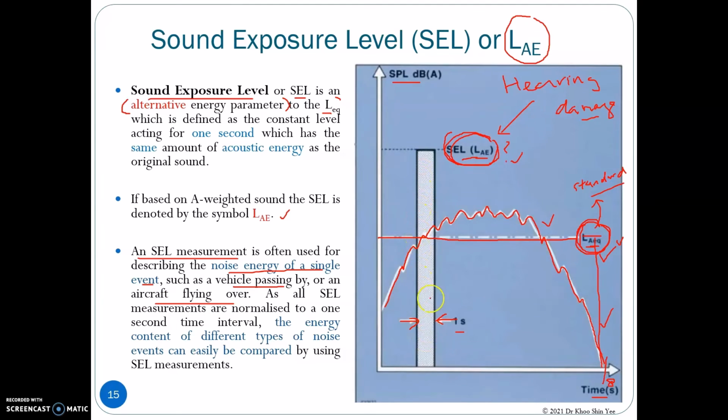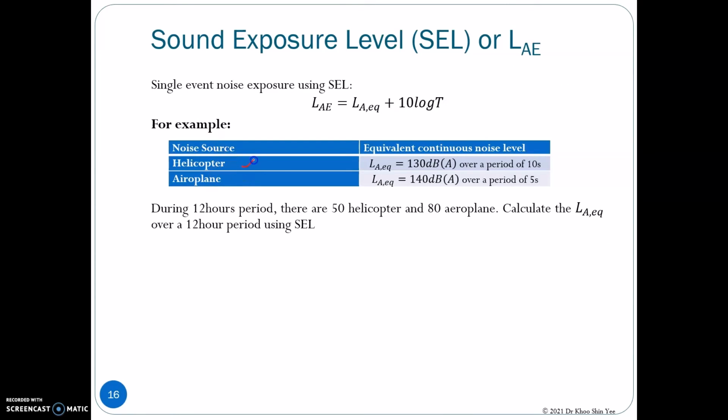You can see the SEL measurements here are normalized to only a 1 second time interval. So in this case, the energy content of different types of noise events can easily be compared. For example, in this case, you have two noise sources from the helicopter and aeroplane. For the helicopter, the equivalent continuous noise level is given over a period of 10 seconds. The LAEQ for the aeroplane is higher and it happens for a shorter period. So we can define it to be two events here. One is from the helicopter and the second is for the aeroplane.